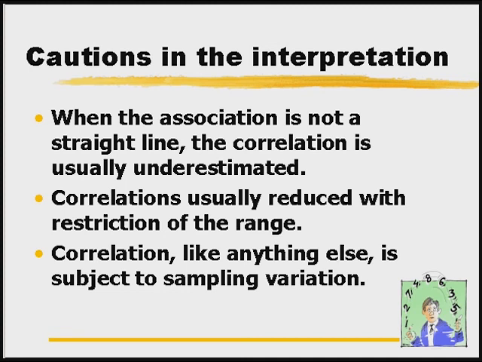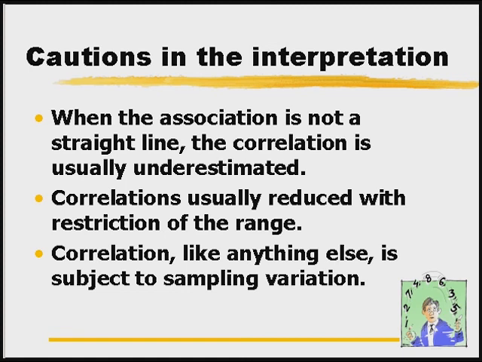And then finally, the correlation, like anything else, is subject to sampling variation. And as you know from our discussions about the central limit theorem and so forth, the sample size is associated with sampling variation. The larger the sample size, the less sampling variation there is, and the smaller the confidence interval. Let me give you an example.